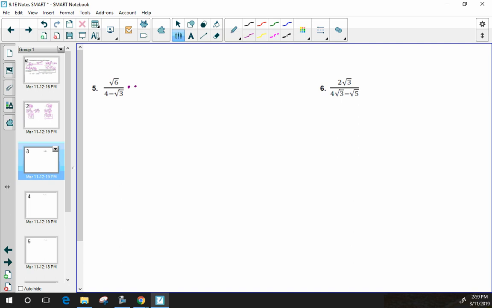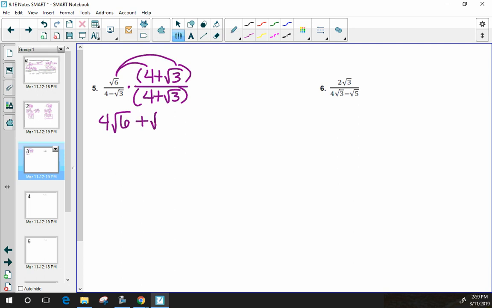For number 5, do you guys agree our conjugate here would be 4 plus square root of 3? Is that okay with everybody? So 4 plus the square root of 3. In the numerator, we're going to need to distribute that square root of 6 to both of those. So that's going to give me 4 square root of 6 plus, and then here, 6 times 3, those are both radicals, so I can and should multiply them. I get square root of 18 there. So put a pin on that, because what do y'all think? Is that simplified? So you want to keep that in mind, right?